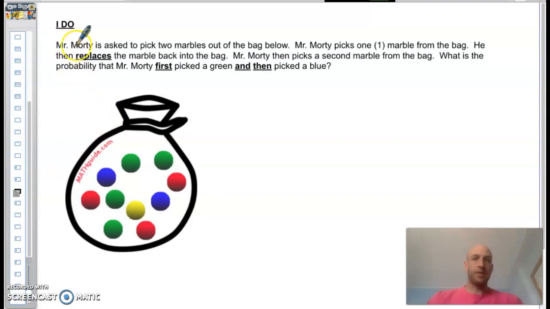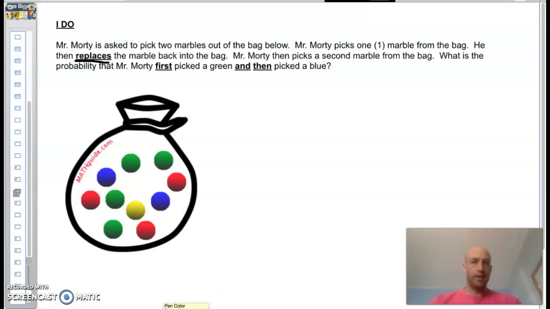Mr. Morty is asked to pick 2 marbles out of the bag below. So we have the same bag, we're picking 2 marbles. Mr. Morty picks 1 marble from the bag. He then replaces the marble back into the bag. That's very important. So if I pick 1 out, I put it back in. So for the second pick, I have the same amount of marbles to choose from. Mr. Morty then picks a second marble from the bag. So I'm picking 1, putting it back in, and then picking the second one.